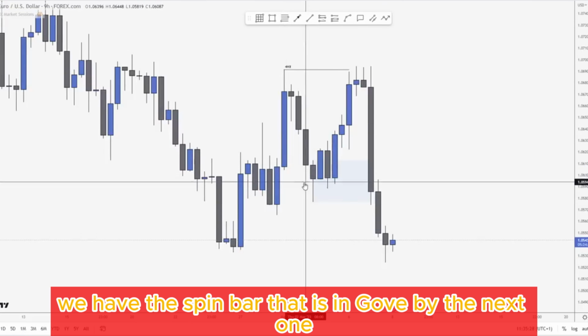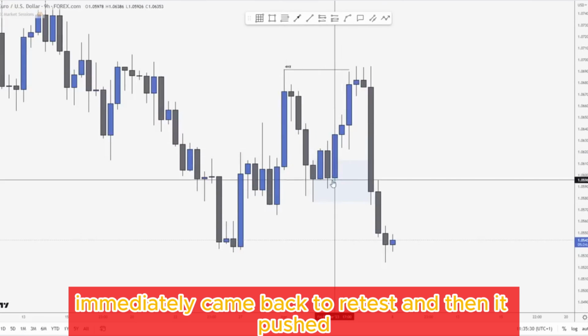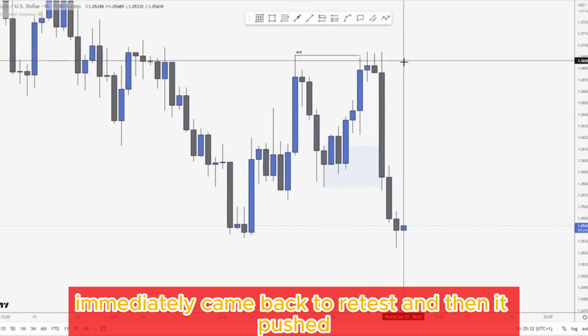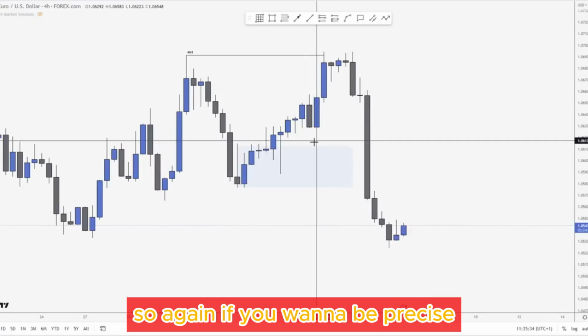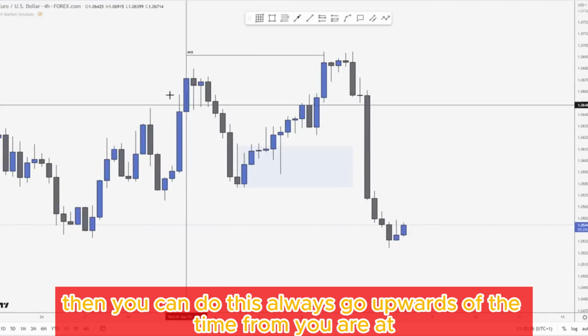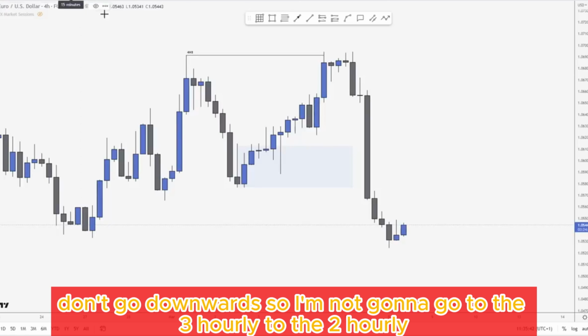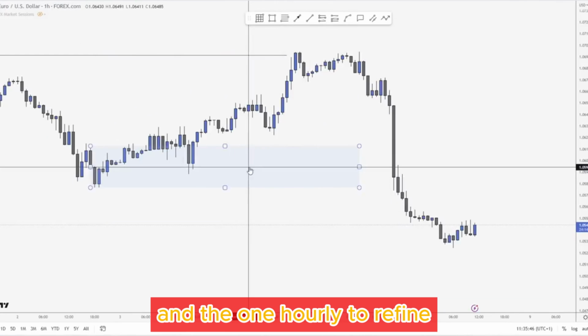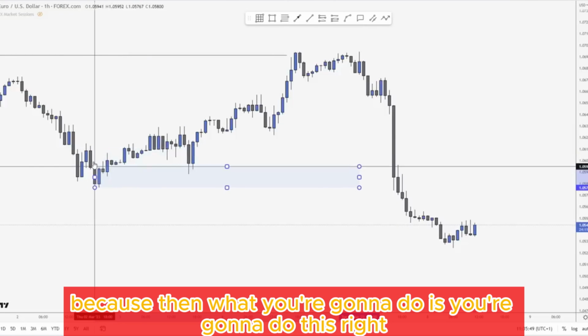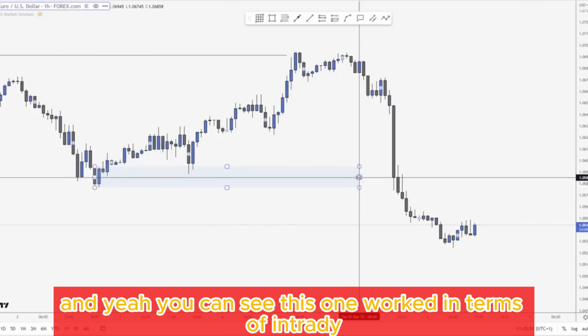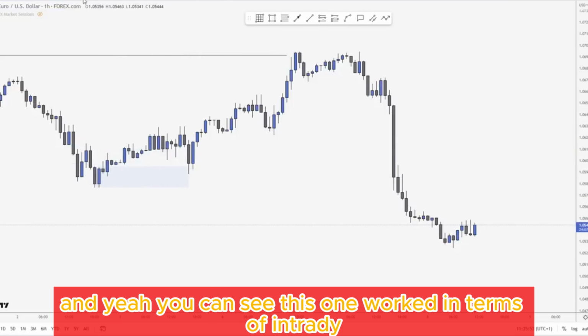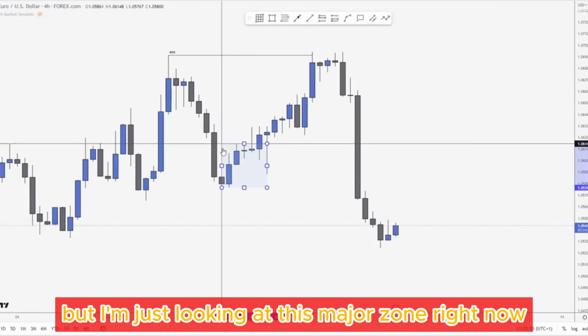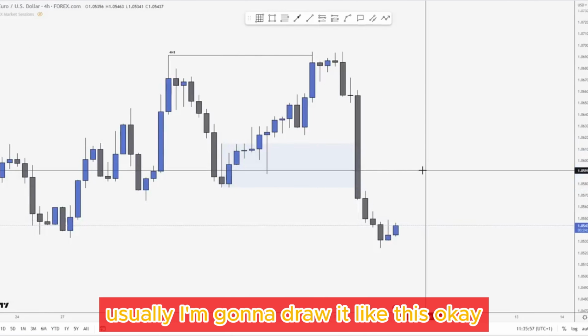We have the spinning bar that is engulfed by the next one, which immediately came back to retest, and then it pushed. So if you want to be precise, if you don't want to be dropping zones, you can do this. Always go upwards of the time frame you are at. Don't go downwards. I'm not going to go to the 3-hourly, the 2-hourly, and the 1-hourly to define, because then you get too defined. You can see this one worked in terms of intraday, but I'm just looking at this major zone right now. Usually, I'm going to draw it like this.